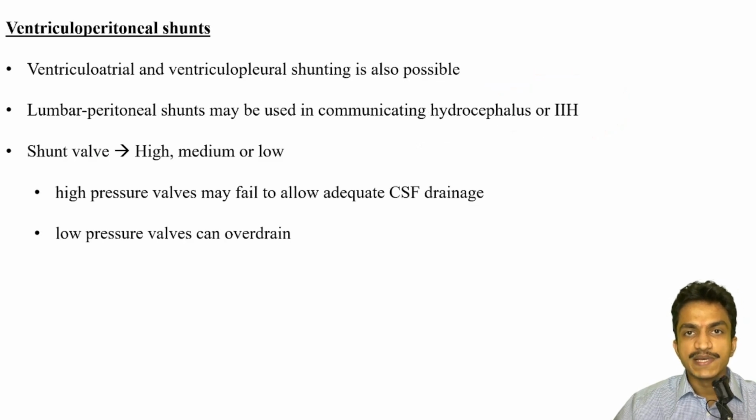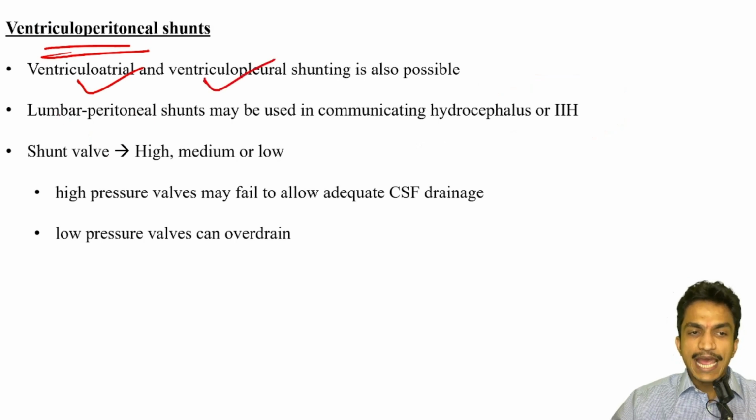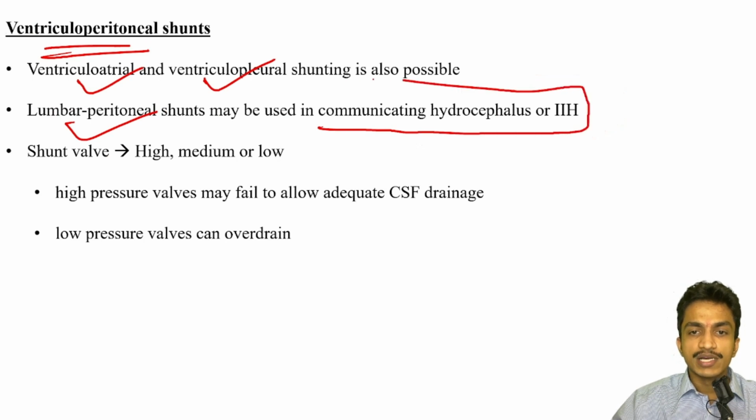Coming to the VP shunt, basically it is a tubular structure wherein one end is in the ventricle, mostly the lateral ventricle, and the other end is in the peritoneum. That is the ventriculoperitoneal shunt. Other shunts are ventriculoatrial or ventriculopleural. LP shunts are also used, especially in communicating hydrocephalus or idiopathic intracranial hypertension.